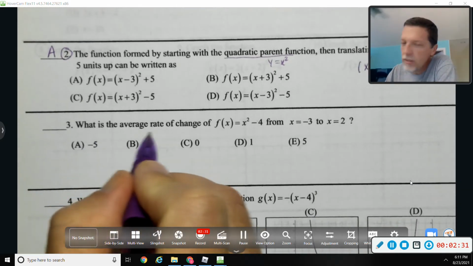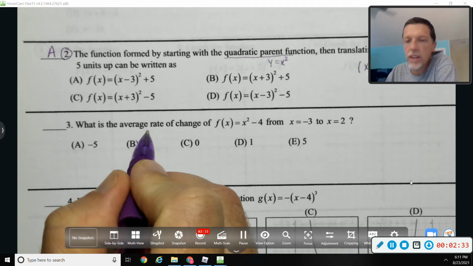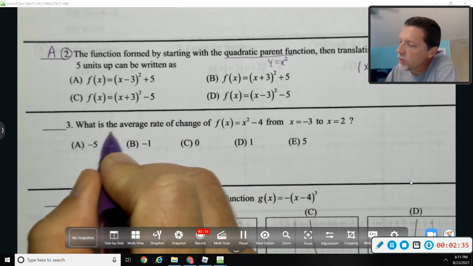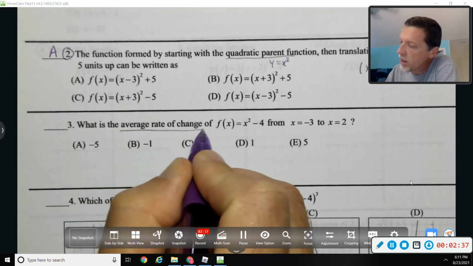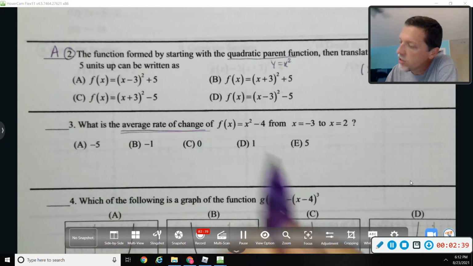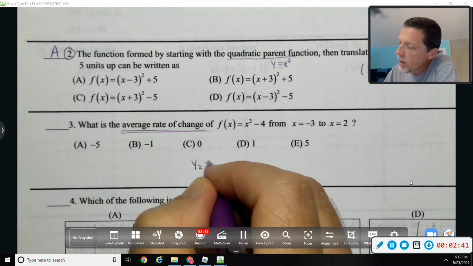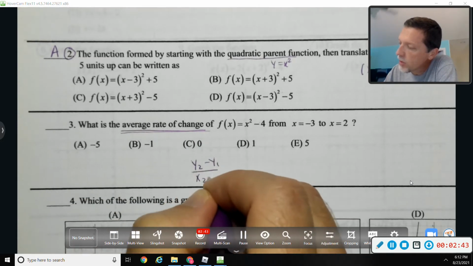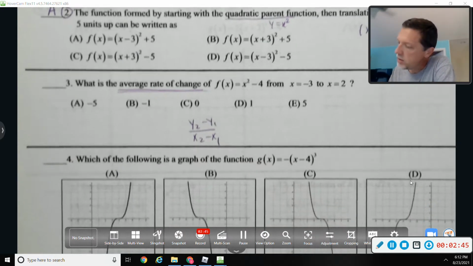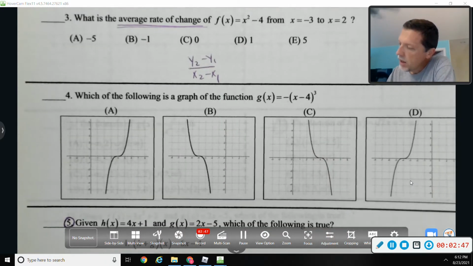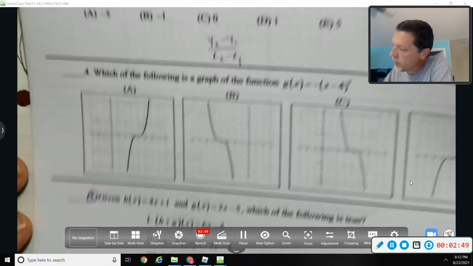I'm not going to do average value because we've done a couple of them recently, and I hope you know average rate of change. Excuse me, not average value. Average rate of change is just slope: y2 minus y1 over x2 minus x1. Picking out a graph, not real difficult.